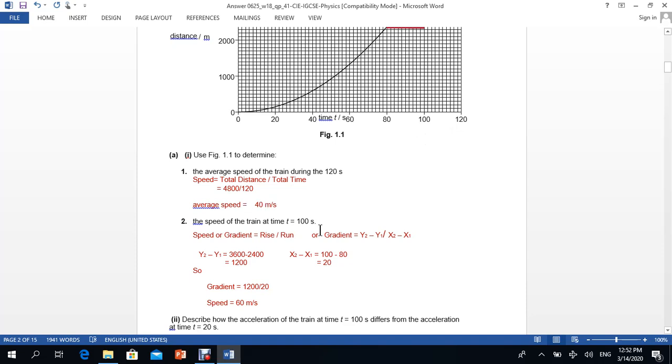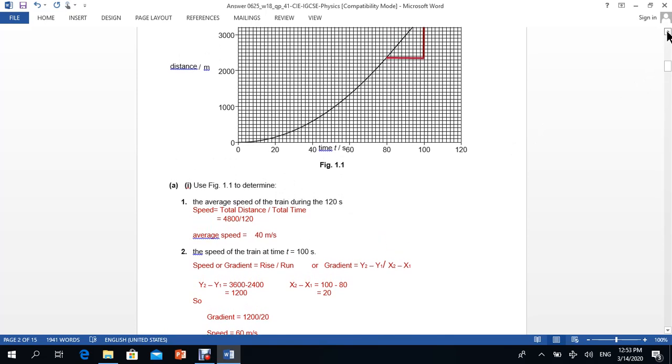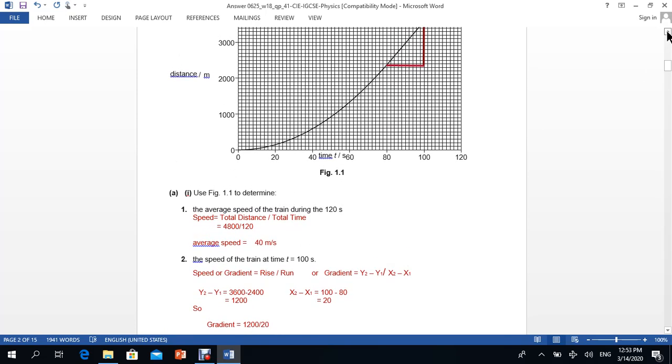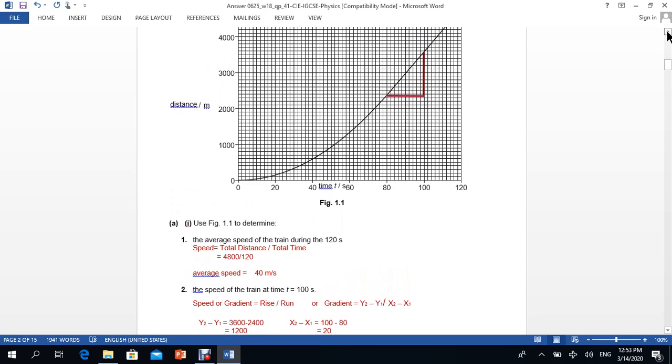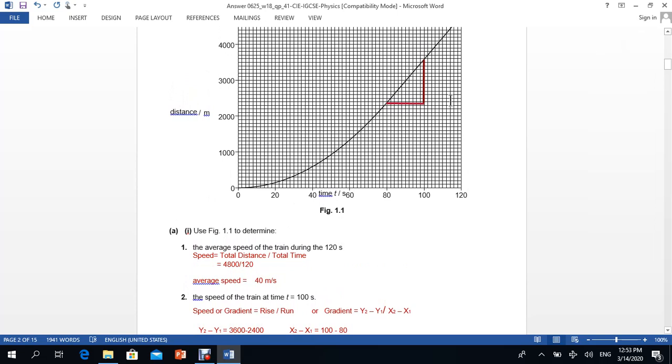The part 2 of this question: the speed of the train at 100 seconds. This is a little bit tricky, but no problem, you can do it. For speed, if you have a distance-time graph, you should know that the gradient of a distance-time graph is equal to speed. So if I find the gradient of this graph, let's say from here I will take 2 points, one is 100 and the other is 80.